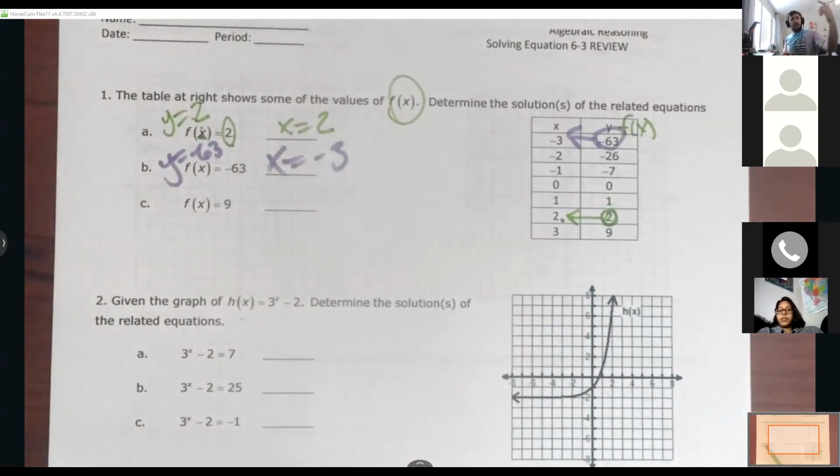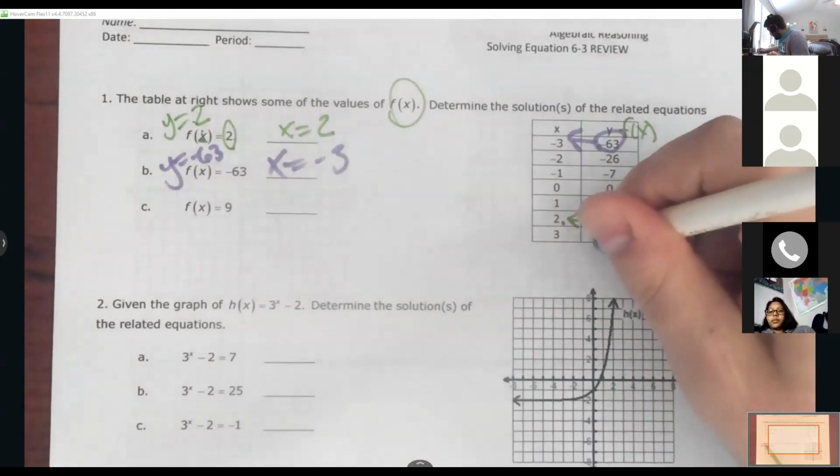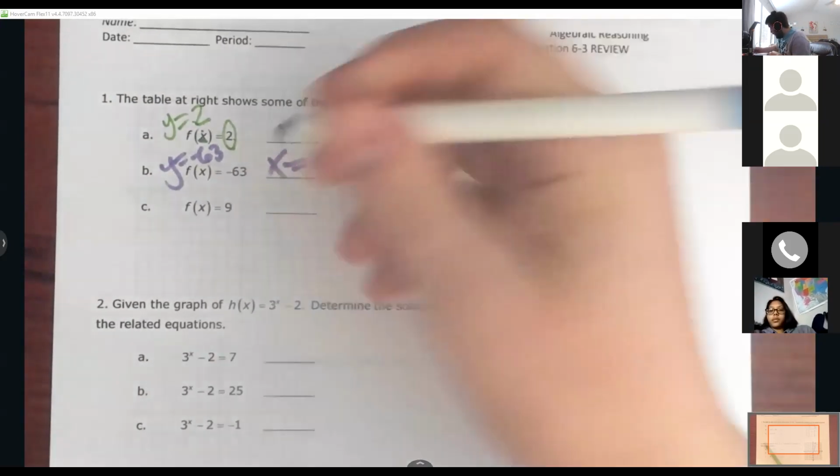What would be the answer to C? Is that negative 9? That's positive 9. Okay, so it's positive 9. It's 3. Yep, that one would be 3 right here down on the bottom. See that? y equals 9 right here. So that'd be x equals 3.